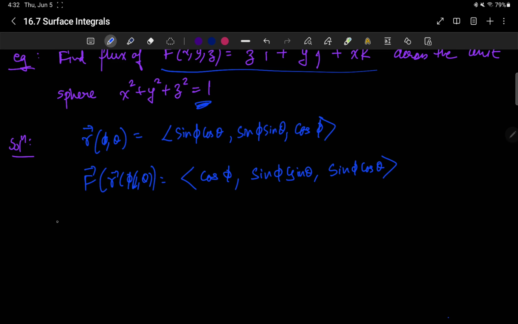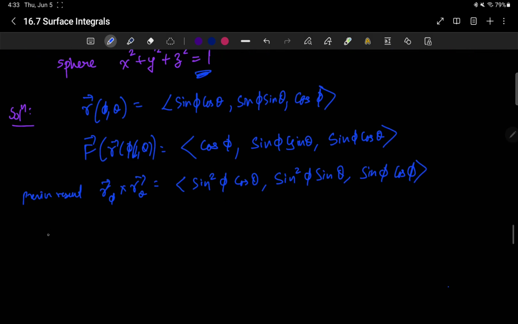Then we need r phi, which is... actually we found this r phi cross r theta in a previous problem. So from a previous result, we already have r phi cross r theta, and you can go through your notes and check for that. We obtained this as sine squared phi cosine theta, sine squared phi sine theta, and sine phi cosine phi.